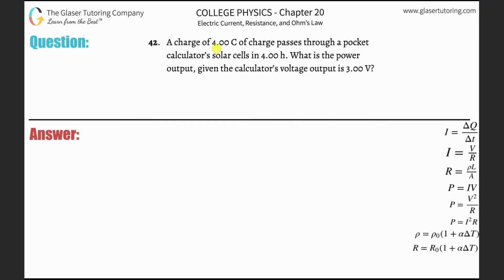Number 42. A charge of 4 coulombs passes through a pocket calculator's solar cells in 4 hours. What is the power output, given the calculator's voltage output is 3 volts? I always like to start with the question, and the question is asking what is the power output? So we have several formulas over here on the right-hand side for power.